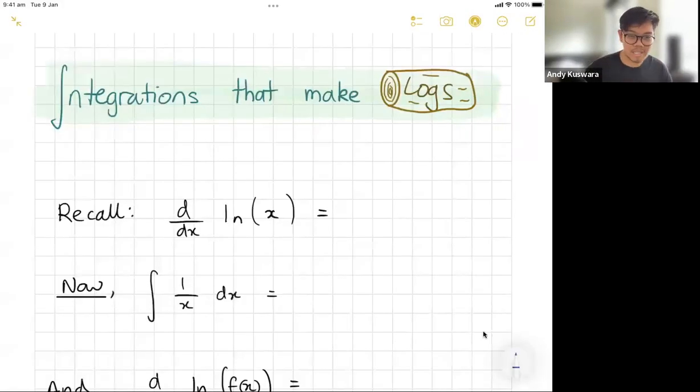But let's get straight into it. Integrations that make logs. Okay. You guys like my integration? I think that's brilliant. And my log, I think that's brilliant too.